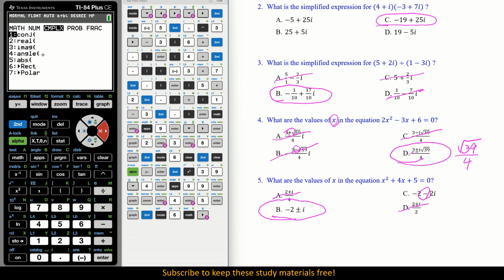Angle of a conjugate, that's really super helpful. Then you can get your absolute value, that is getting your magnitude. Very handy. And then here's where you can go back and forth. So these are all things that you might want to make yourself familiar with before you watch other videos.